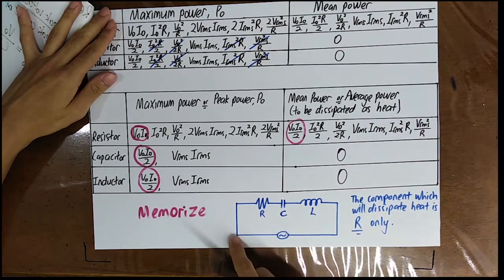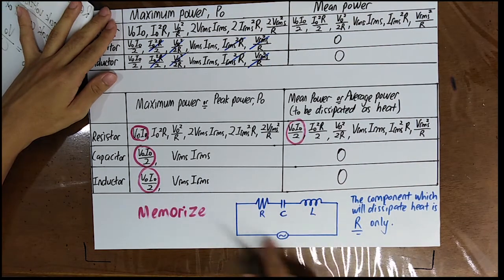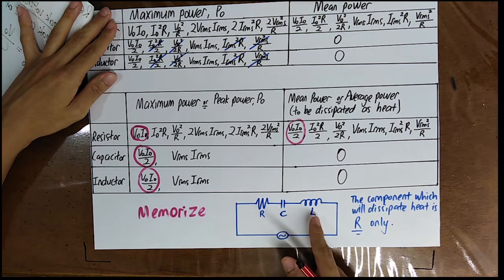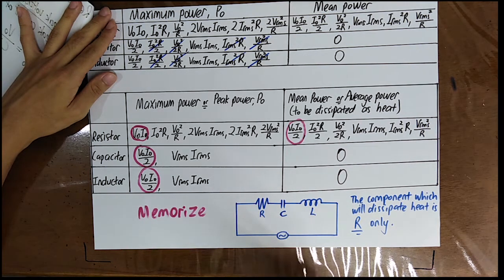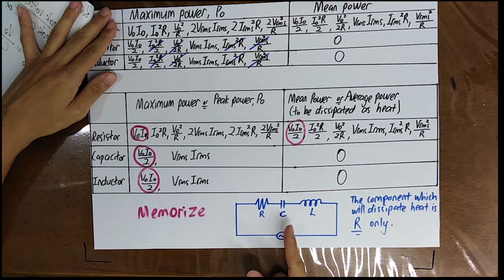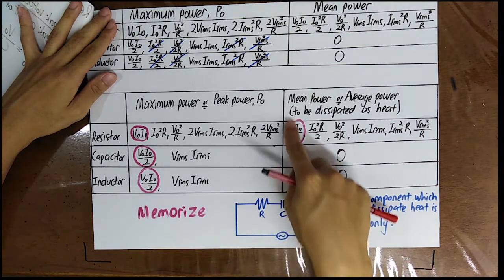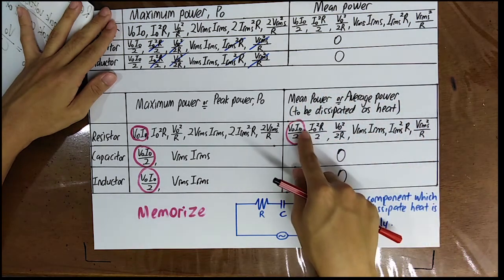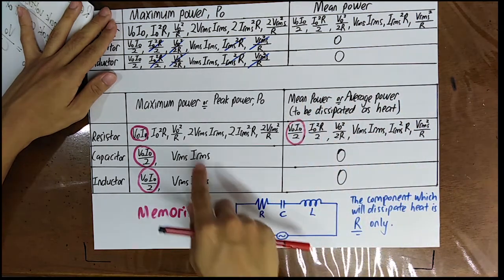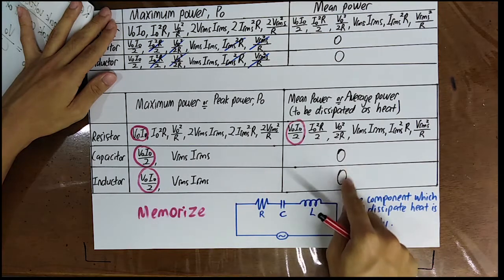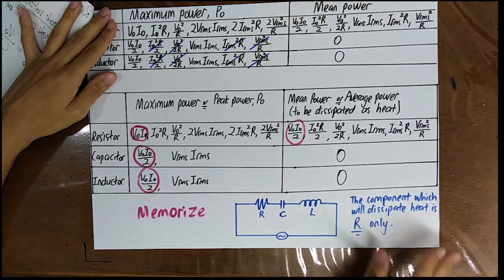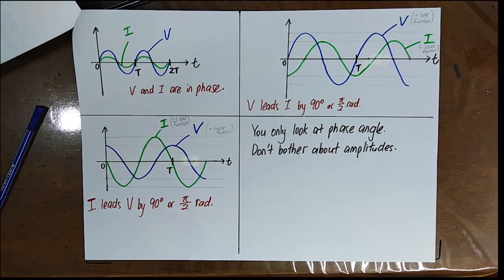So next time when you see a circuit like this, that means inside one alternating current circuit, there is a resistor and a capacitor and an inductor. You know that the only component that will dissipate heat is the resistor, because only the resistor has mean power. The other components have no mean power at all.